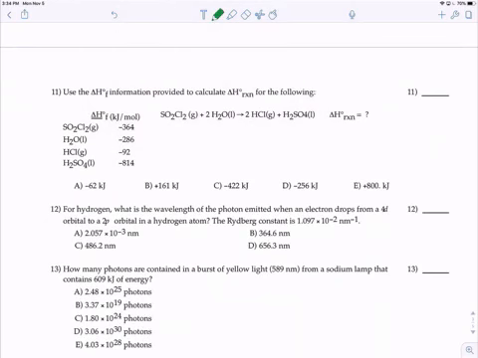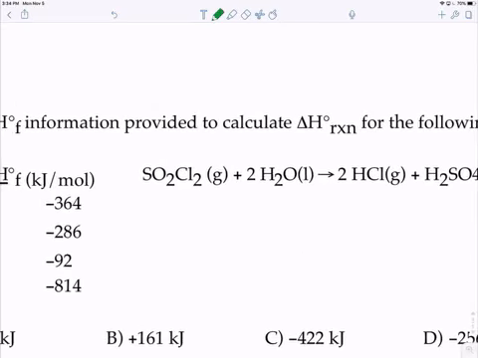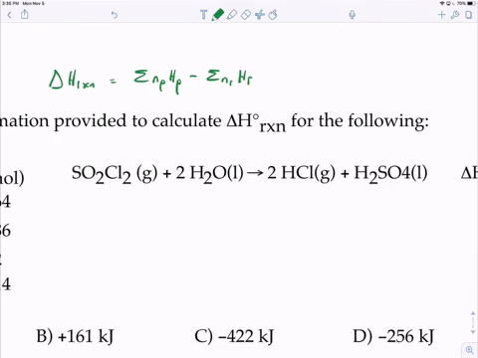So use the heat of formation to calculate the delta H reaction. So delta H reaction is equal to the sum of the n of products, H of the products, minus the sum of the n of the reactants, H of the reactants. That equation is given to you. Okay, so let's apply this.